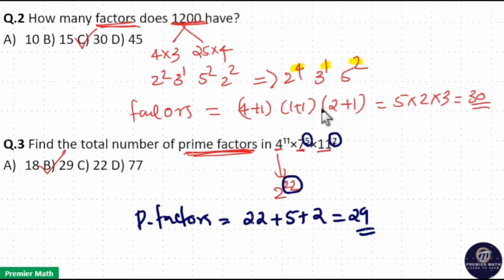Here after prime factorization, you have to add 1 to each of the powers, then multiply together. In the case of prime factors, take the prime factorization, then take the powers and take the sum of it.